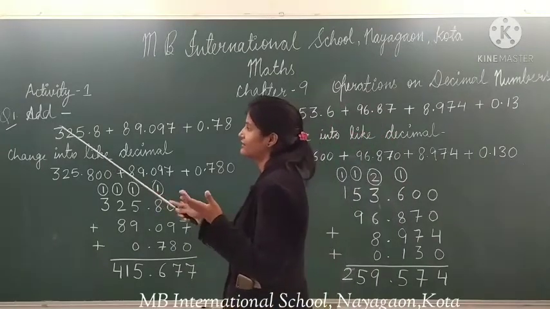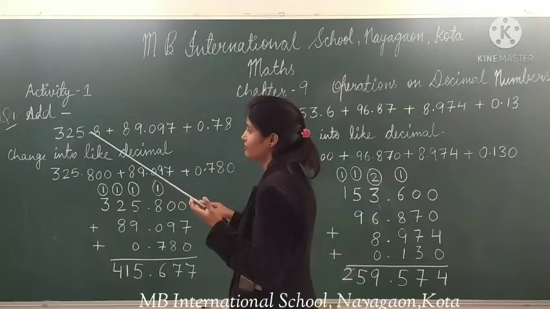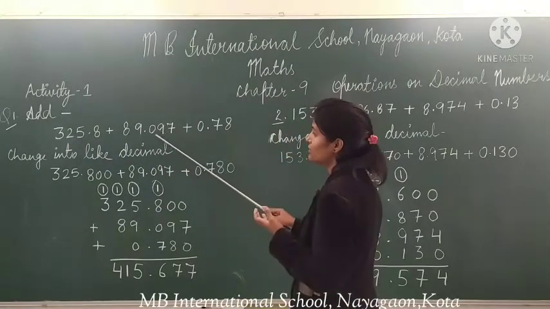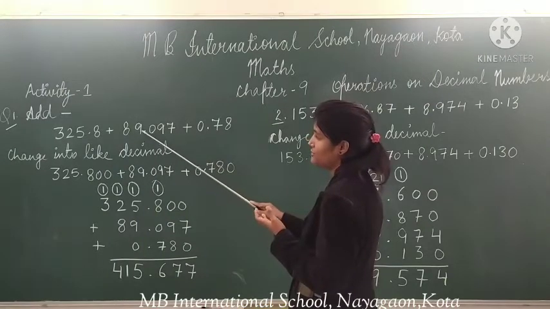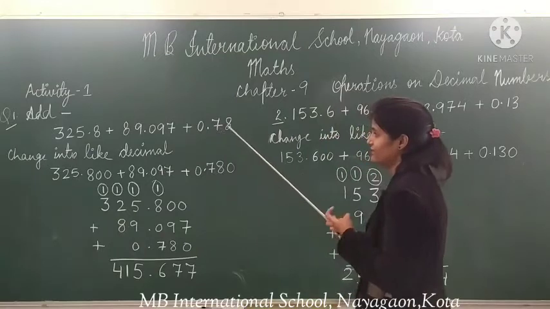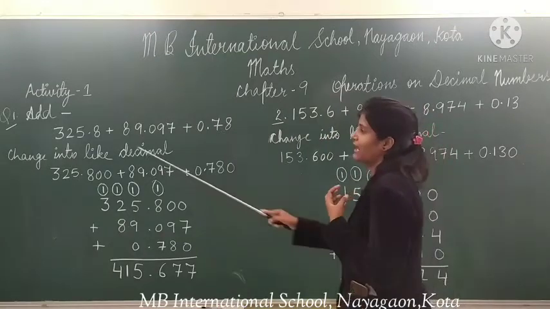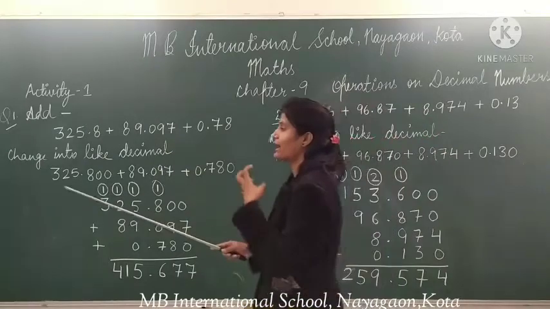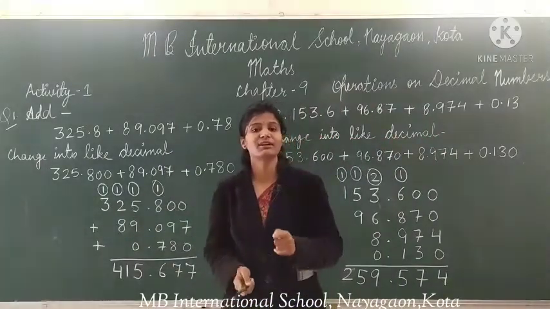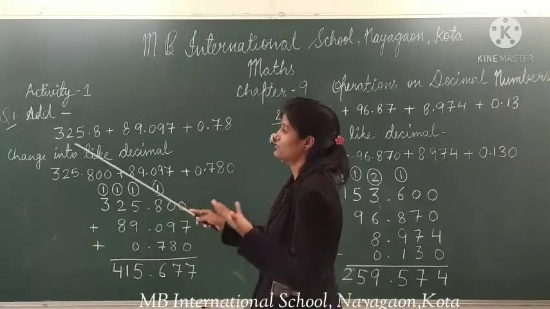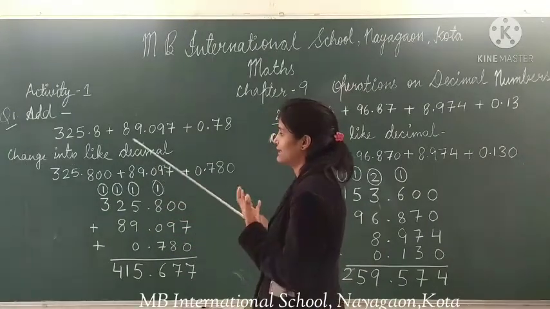We have to add 325.8 plus 89.097 plus 0.78. You have to add all the three decimal numbers. First, what will you do? You have to change the decimal numbers into like decimals. Convert or change the decimal numbers into like decimal.